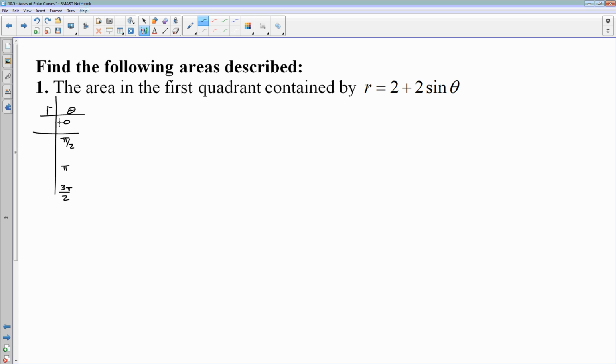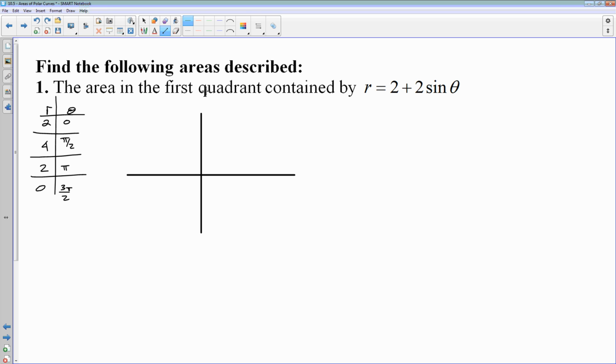If I plug in 0, sine of 0 is 0, so I'd have r is 2. Sine of pi over 2 is 1, so I'd end up with r is 4. Sine of pi is 0, so again, r would be 2. Sine of 3 pi over 2 is negative 1, so that'll be 2 plus 2 times negative 1, which is 0. And then I'll plot those points, and I'll see what this graph looks like.